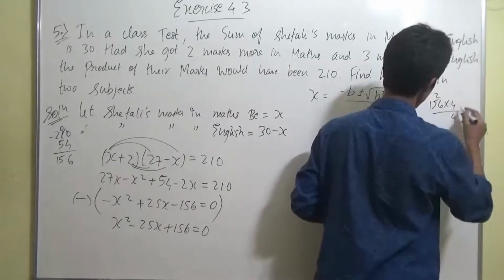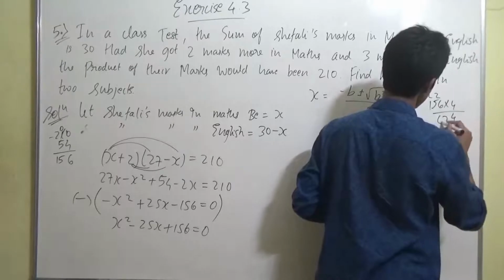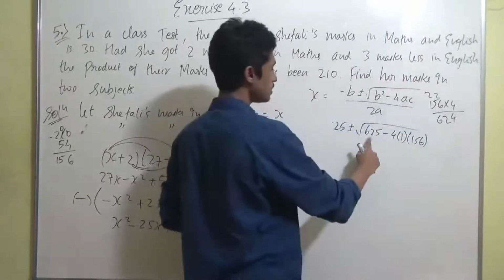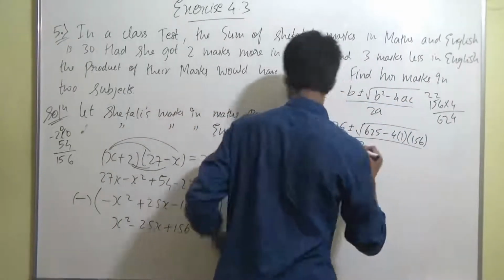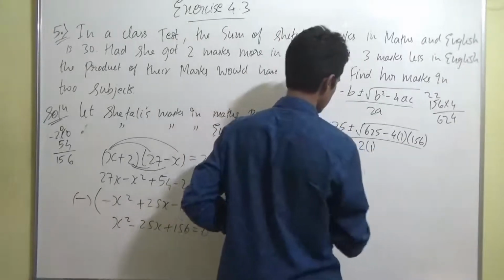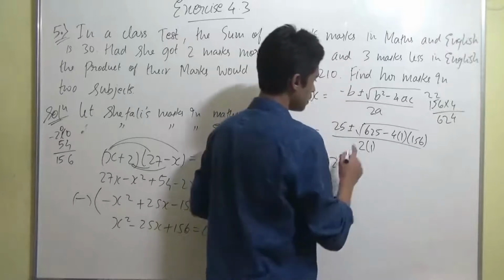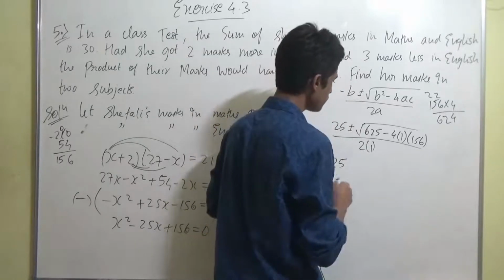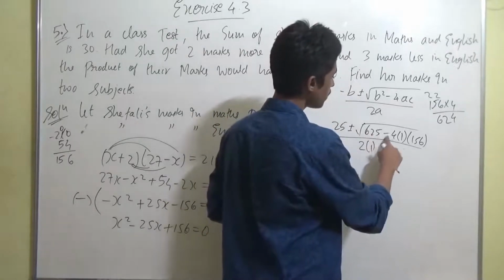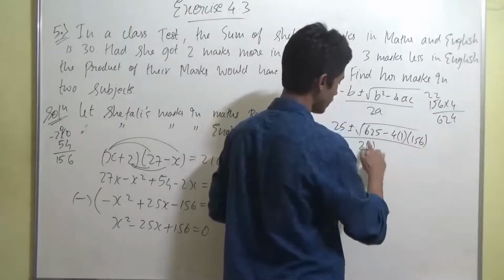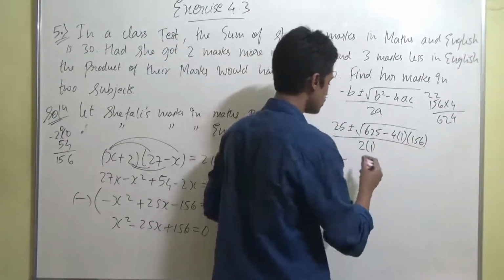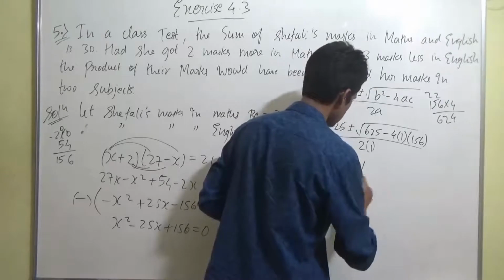This becomes 24, 20, 22, 6. It becomes 624. This is 625 by 2a. What is a? A is 1, correct? So this becomes the value of x. So this becomes like 25 plus or minus. Right, this is 625 minus 624. This becomes 1, and root of 1 is just 1. So plus or minus 1 by 2.